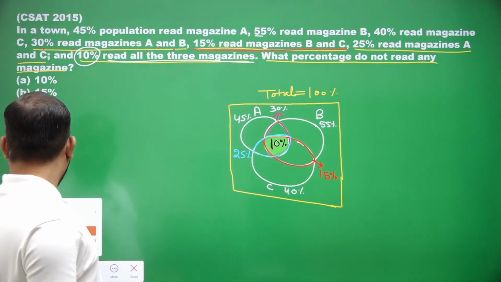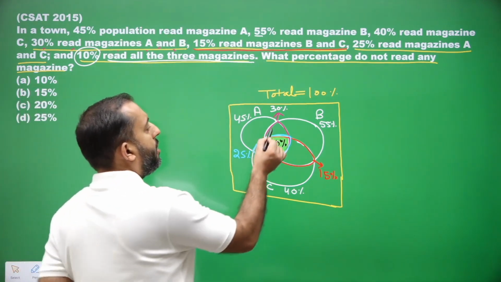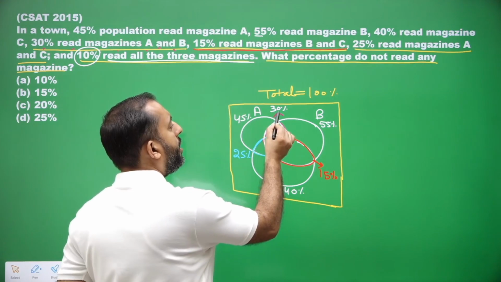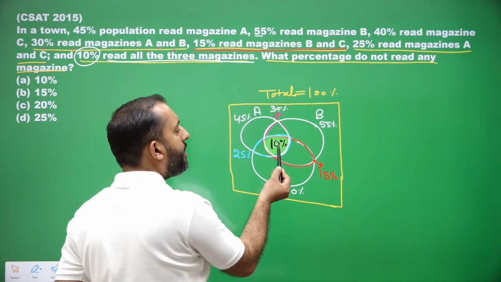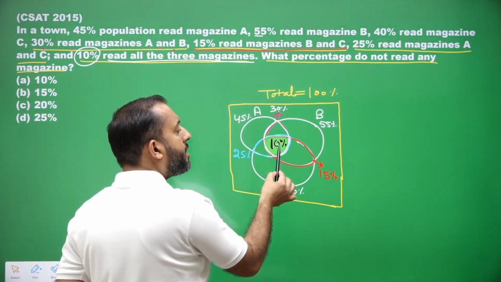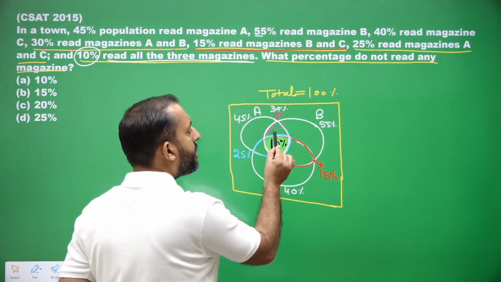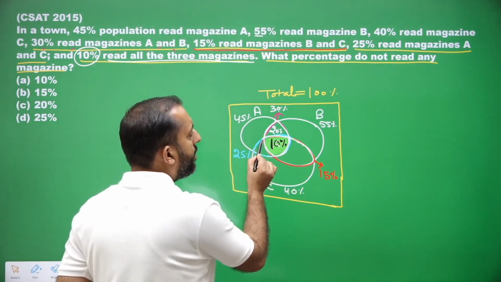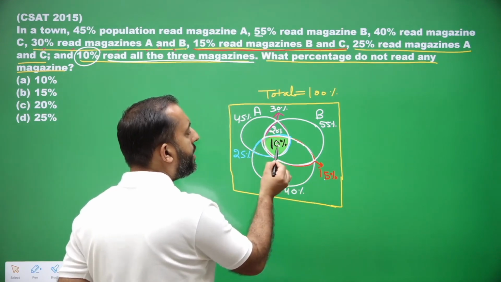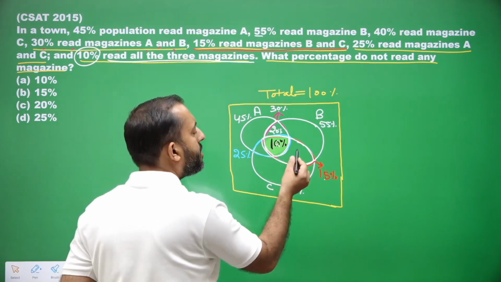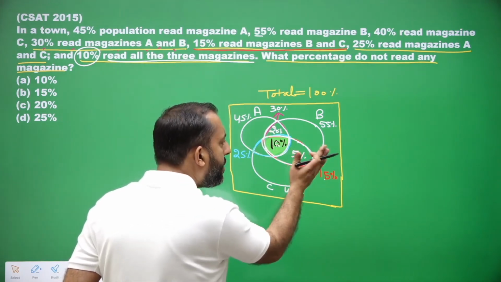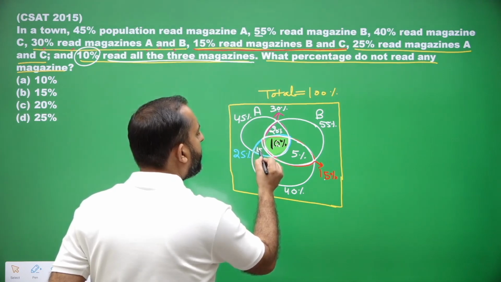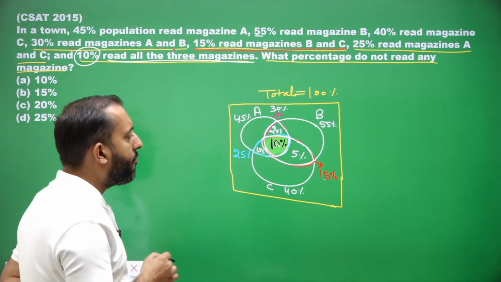Now try to understand this complete intersection which was there between A and B. Its total value was 30%. Out of 30, 10 is under the intersection of all 3. So the remaining should be 30 minus 10. This above region must be 20%. Now, complete intersection between B and C is 15. Out of 15, 10 is under all three. So 15 minus 10, this 5% should be the remaining part. Similarly, 25 minus 10, this 15% should be the remaining part of this petal.